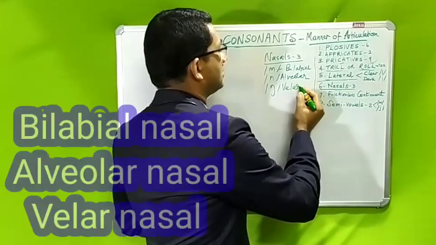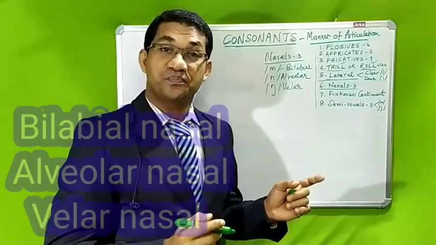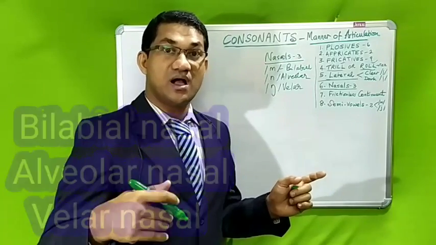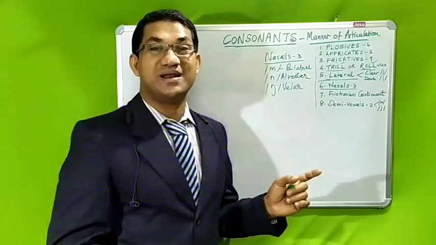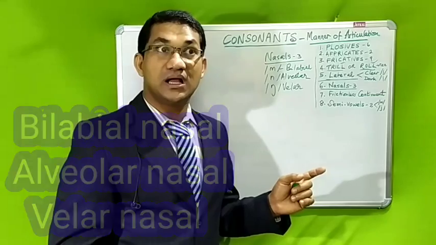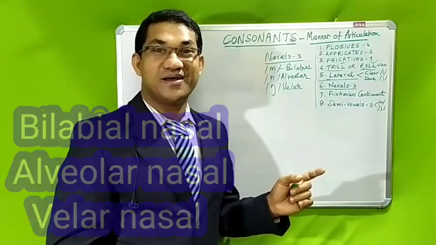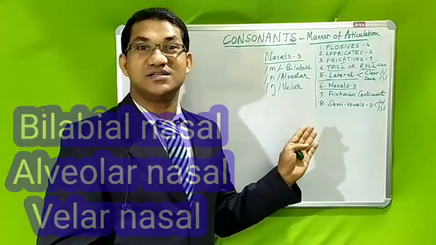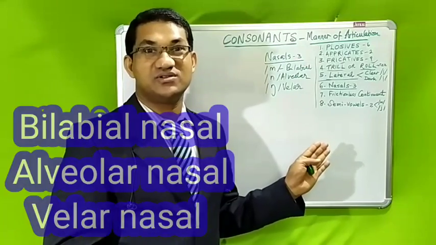Velar nasal consonant. So why velar? Because the active articulator is the back of the tongue and the passive articulator is the velum or the soft palate. Alright, clear? Okay, and these are the three nasal consonants of received pronunciation or International Phonetic Alphabet Chart.